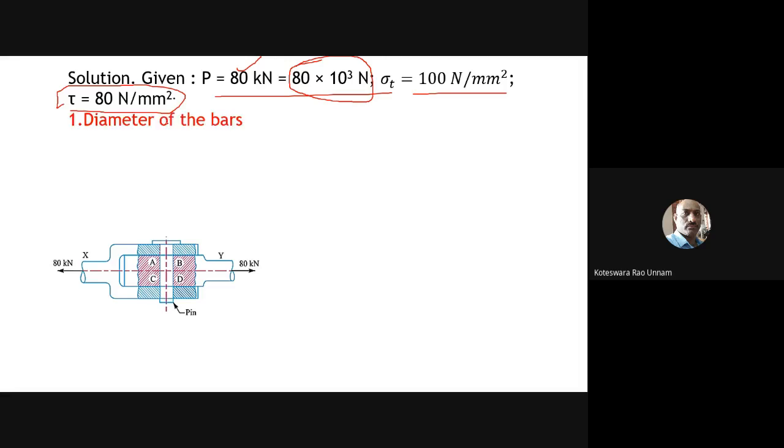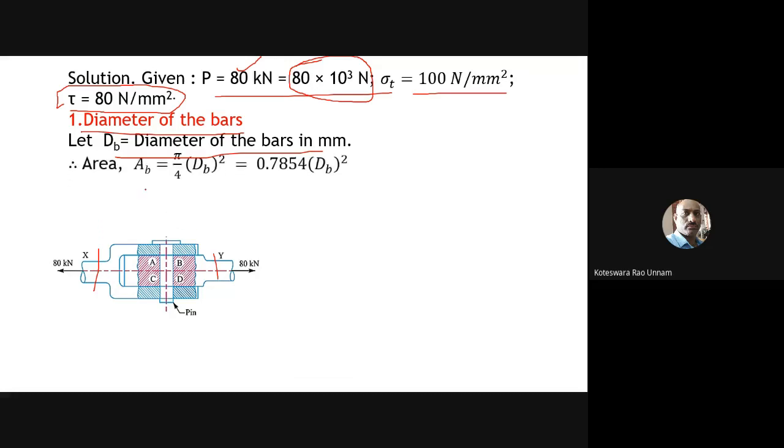So first we are considering the diameter of the bars, which is the same as I already explained to you. So dB is the diameter of the bar, he has taken that. Then the area of the bar is nothing but pi by 4 into dB square. If you do that, you will get 0.7854 into dB square.